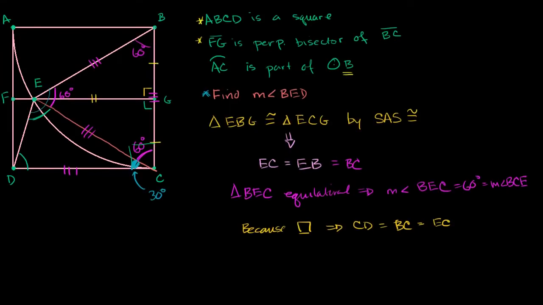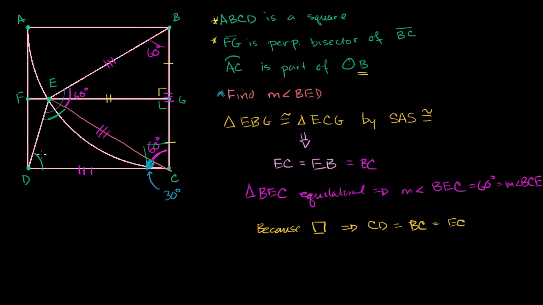And now we're ready to solve for these 2 base angles. If we call these x, and we know they have to be the same, we have x plus x plus 30 degrees is going to be equal to 180 degrees. That's the sum of all of the interior angles of a triangle. So you get 2x plus 30 is equal to 180 degrees. Now you can subtract 30 from both sides, and we are left with 2x is equal to 150. Divide both sides by 2, you get x is equal to 75.